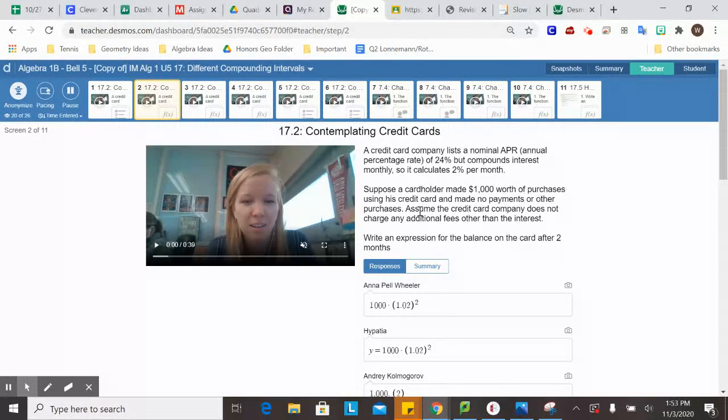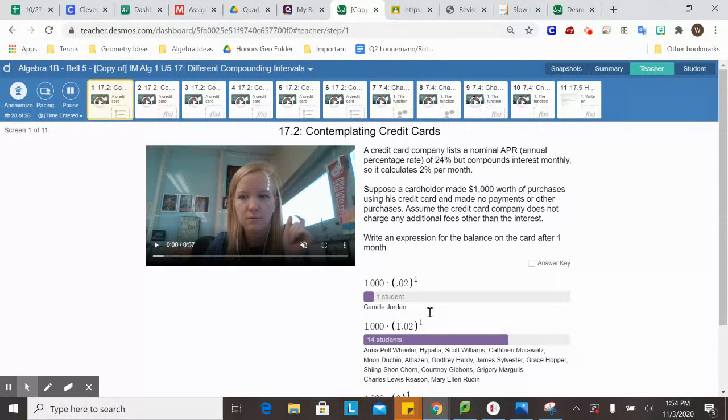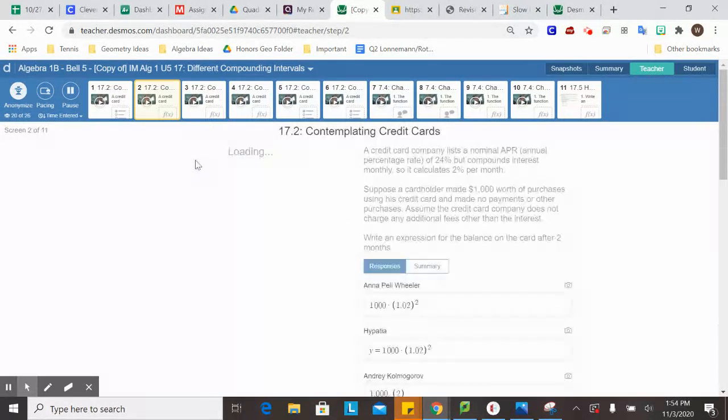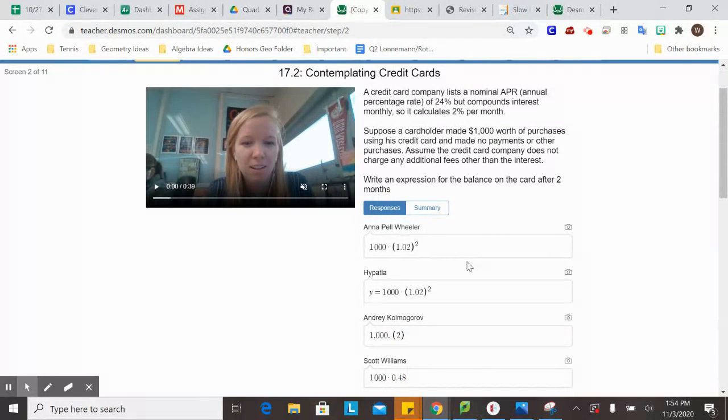On slide 2, it was the exact same scenario, but you needed to write an expression for the balance on the card after 2 months. And if you watched my short 39-second video, which you should be watching, come on guys, it's only 39 seconds. It's not that long. If you watched that, I told you that your answer on this page should look very similar to your answer from the first slide. So I see a lot of really good stuff here.